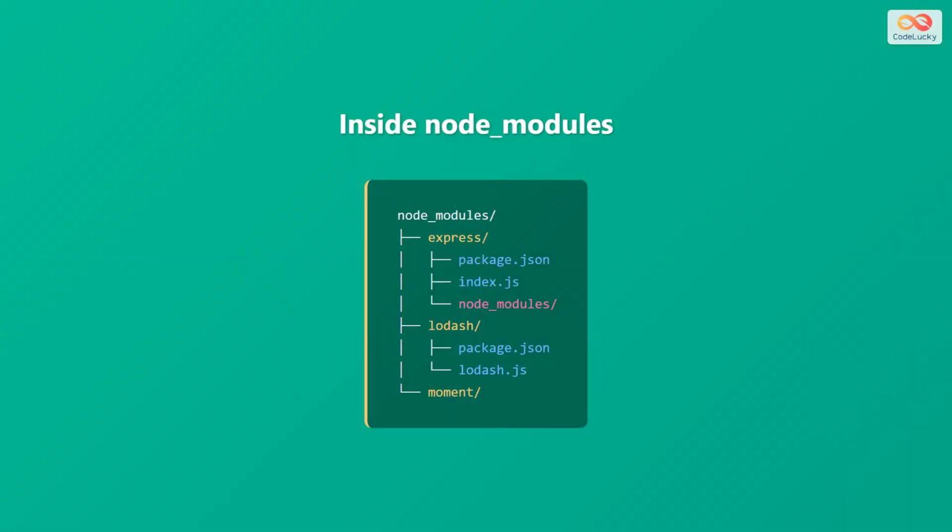Peeking inside the Node modules folder, you'll find a structure that mirrors the dependencies of your project. Each package, like Express, Lodash, or Moment, has its own folder containing its package.json file, JavaScript files, and potentially its own Node_modules folder with further nested dependencies.